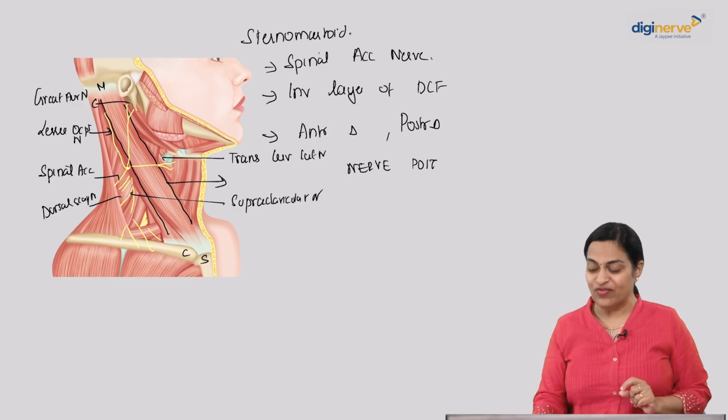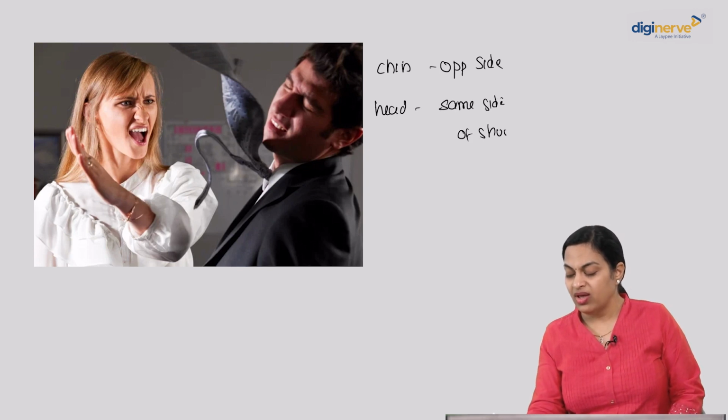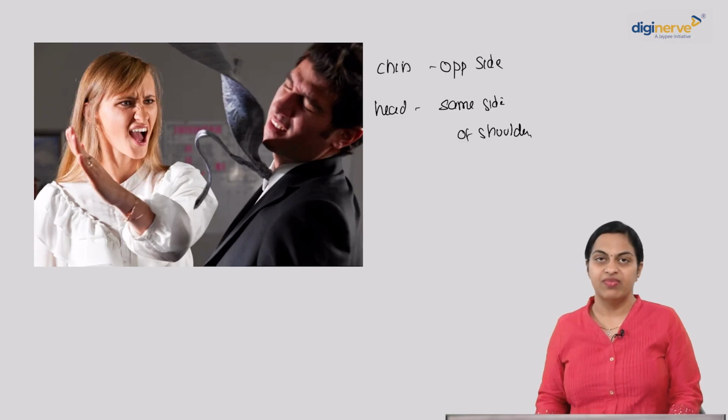What is the action of sternocleidomastoid? Imagine being slapped on the right cheek. What will happen? The chin will turn to the opposite side, left, and the head will tilt to the same side as the shoulder. Chin to the opposite side and the head to the same side as the shoulder. Of course, it is also an accessory muscle for respiration.